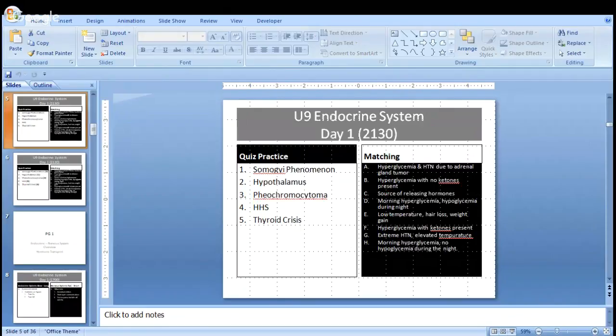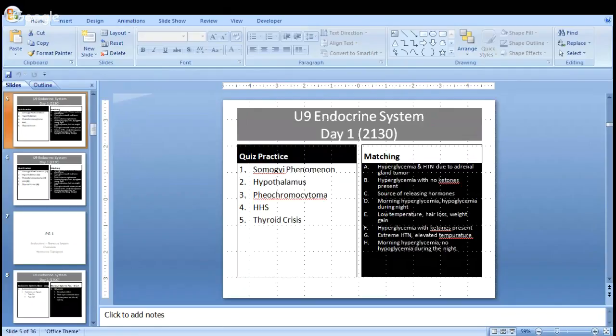I don't know any of these. That's okay. Number 1, Somogyi phenomenon. Is that D, morning hyperglycemia with hypoglycemia during the night? Yes, that's Somogyi phenomenon. And pheochromocytoma. I don't know these other 3.